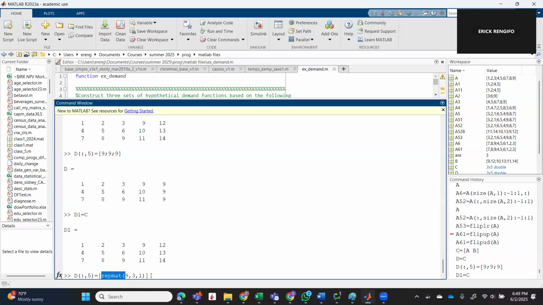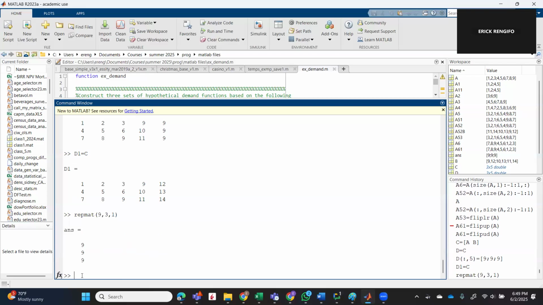So let me copy all this stuff and just do repmat 9, 3, 1. You see, this is what it's doing. Make sense? Can you just say again what each of the values are? The first one here is the value, or it can be a vector or matrix that you want to repeat. The second argument is the number of rows you want to repeat, and then how many columns you want to use.